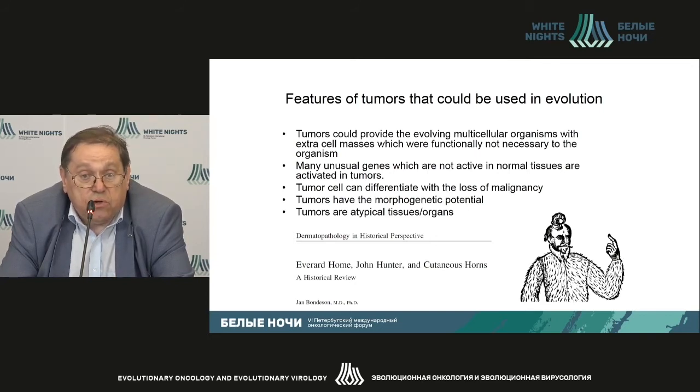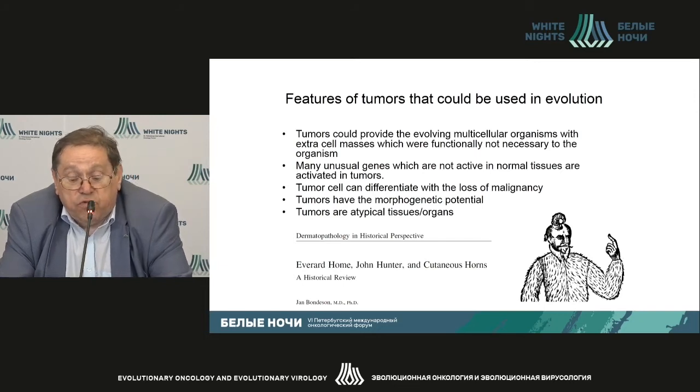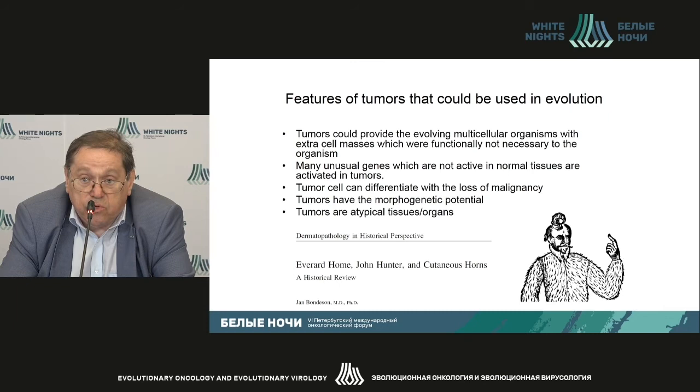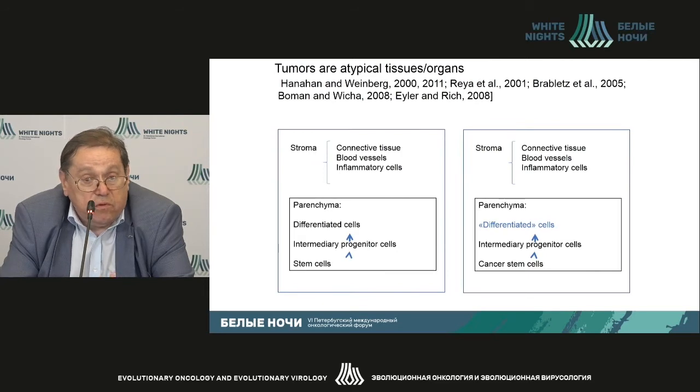Many genes can be activated by tumors, and they don't work in normal tissues. Tumor cells can differentiate with the loss of malignancy. They have more genetic potential, as shown in this picture of cutaneous horns. And a very interesting property is that humans can demonstrate tumors with the structure of atypical tissues and organs. Tumors, like normal organs, have stroma and parenchyma. Parenchyma consists of stem cells and differentiated cells.